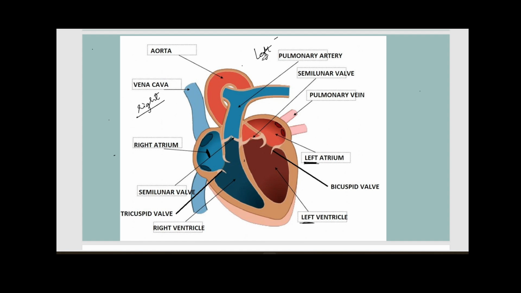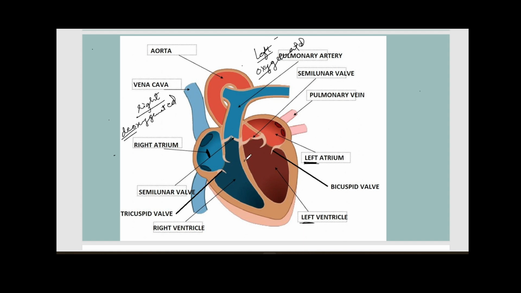Second thing, you must remember that the left side of the heart will always carry only oxygenated blood. So it receives oxygenated blood and it pumps oxygenated blood. The right side of the heart will only carry deoxygenated blood. So it will receive deoxygenated blood and also pump deoxygenated blood.